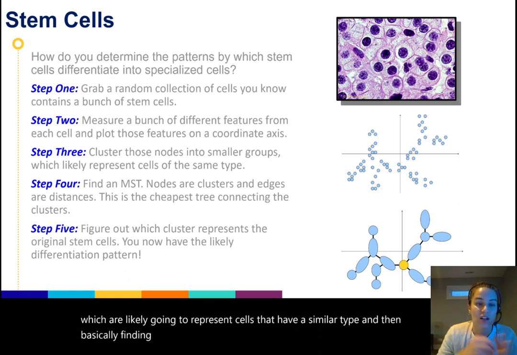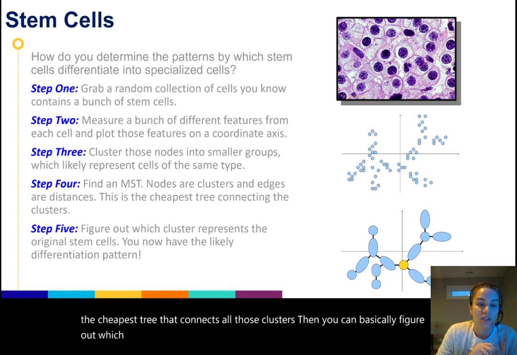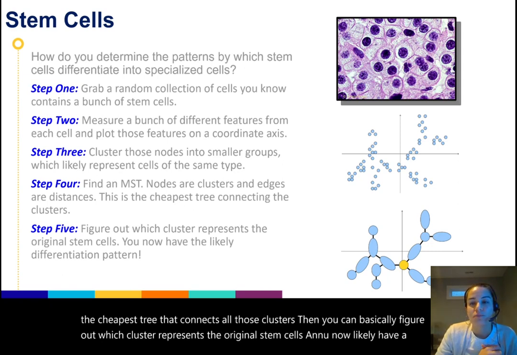Nodes are clusters and edges are distances. This would be the cheapest tree that connects all those clusters. Then you can basically figure out which cluster represents the original stem cells, and you now likely have a differentiation pattern.